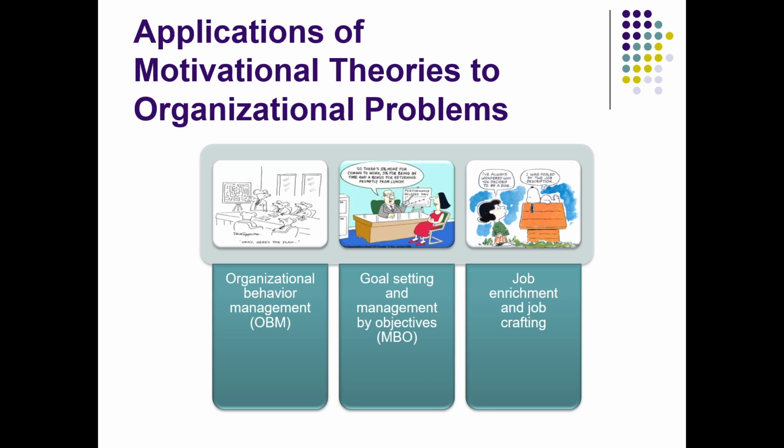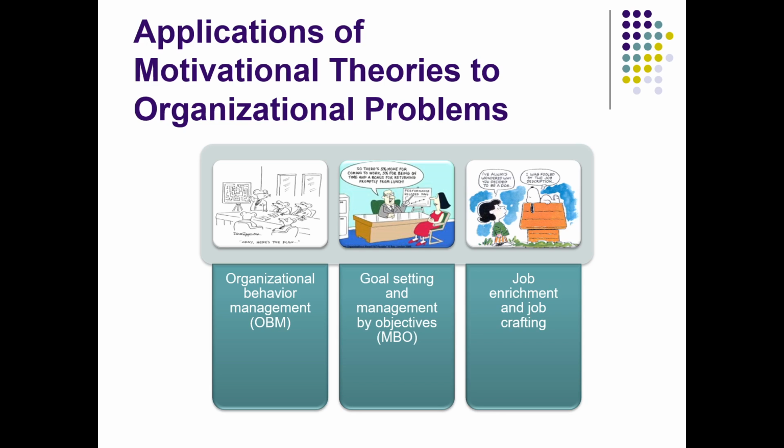Right, well, let's finish up this chapter by talking about ways that we can apply the motivational theories to specific organizational problems. So we have three main ways that these kinds of theories are used. There's organizational behavior management. I have a little cartoon of some mice sitting around the conference table, and the CEO mouse is showing the maze, and he's like, okay, here's the plan.